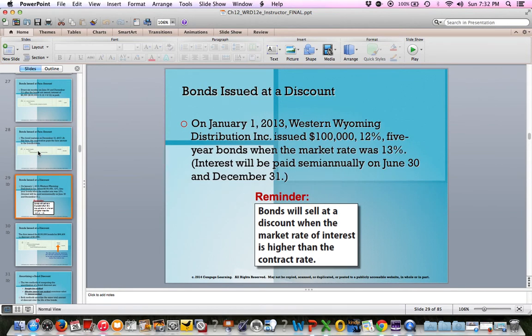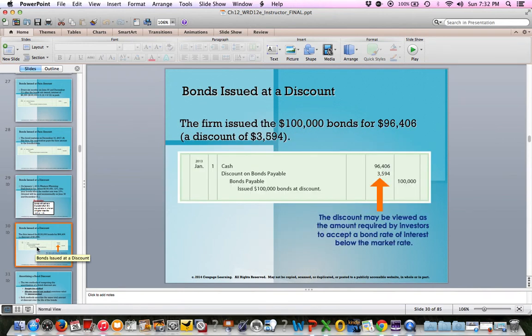So different example here. Now we have Western Wyoming Distribution issues a $100,000 bond, 12%, 5 years, when the market rate was 13%. Interest again paid semi-annually. These bonds will be sold at a discount because the market rate's 13, but these bonds only pay 12. Therefore, investors are not willing to pay the full amount for these bonds. They'll pay an amount less than $100,000. So the firm issued the $100,000 bonds for $96,406 at a discount of $3,594.